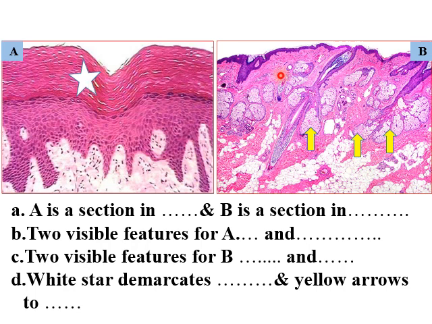Look here, dear students. This is thin skin. Why? Thin epidermis, irregular dermal papillae due to presence of hair follicle and sebaceous gland. The yellow arrow is sebaceous gland, and this is the hair follicle.